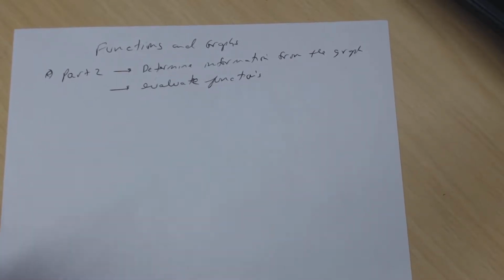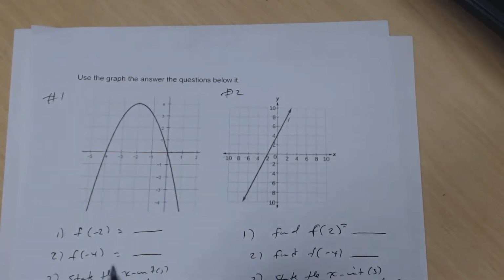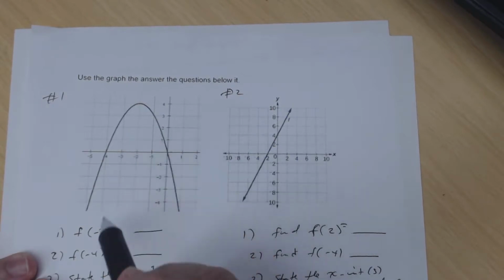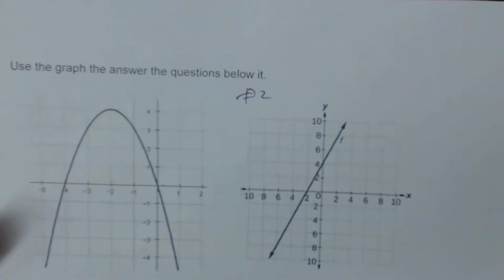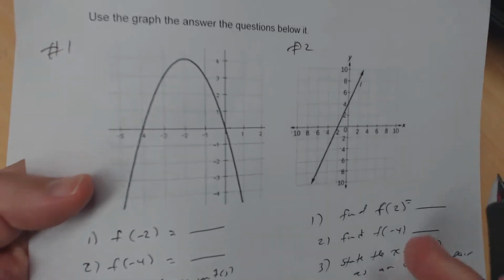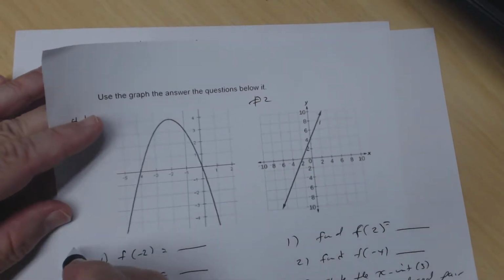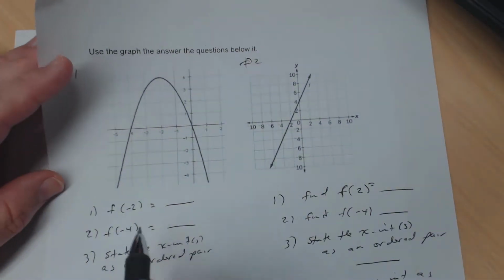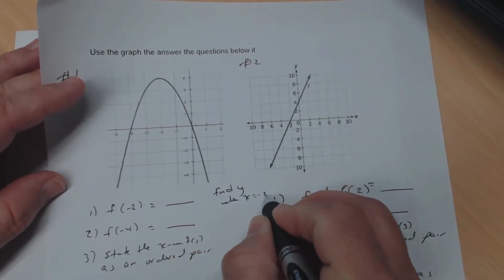So given a graph, you're going to determine information. So let's look at this one. All right, so number one, you have this. You're given this, and remember from last semester, that's a parabola, and this is a line. For number one, you want to find f of negative 2. What that means is that you want to find the y value when x is negative 2. That's what you're asked to do.